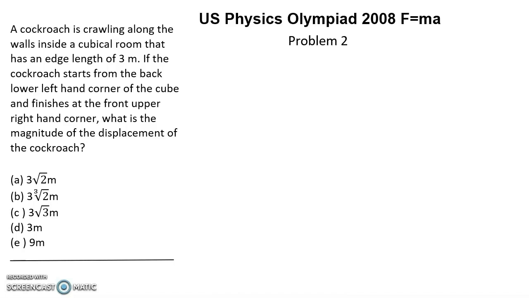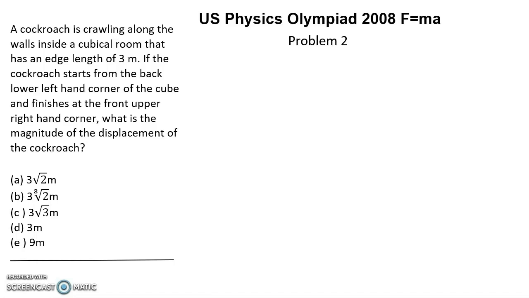Problem number 2. A cockroach is crawling along the walls inside a cubicle room that has an edge length of 3 meters. If the cockroach starts from the back lower left hand corner of the cube and finishes at the front upper right hand corner, what is the magnitude of the displacement of the cockroach?